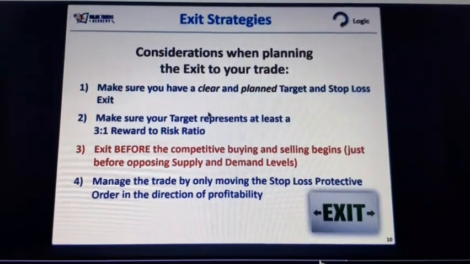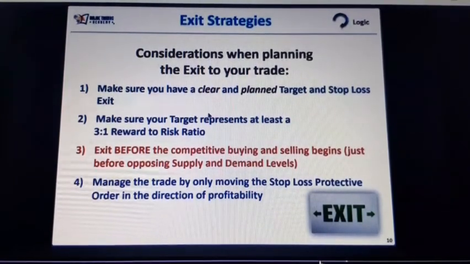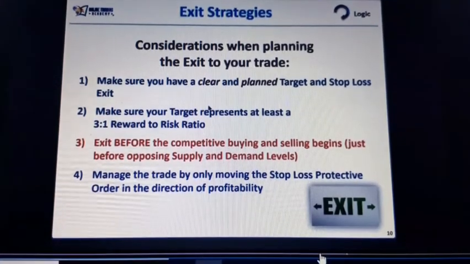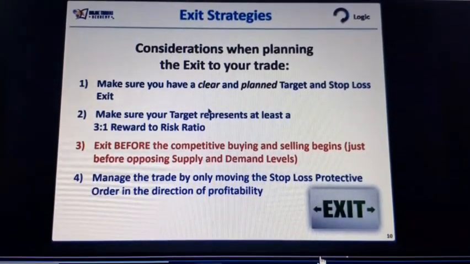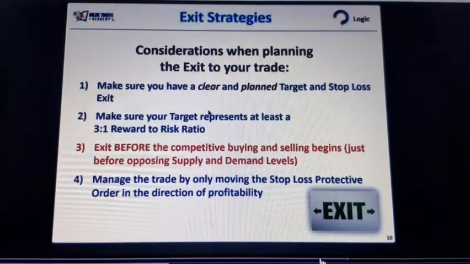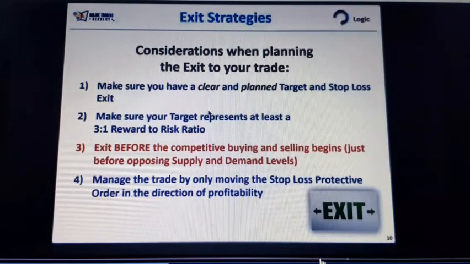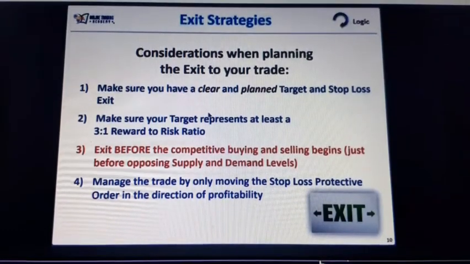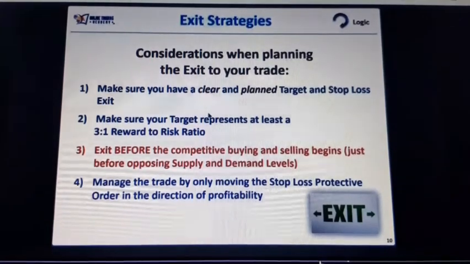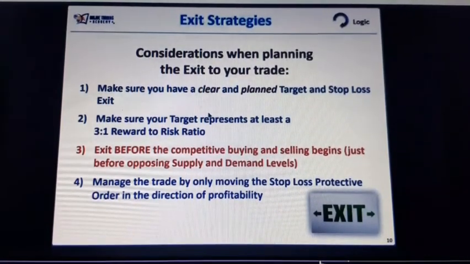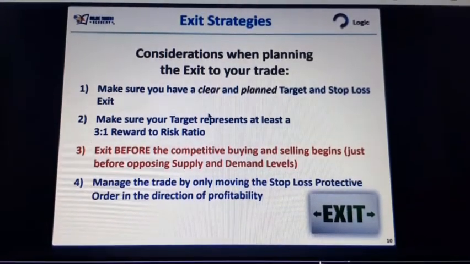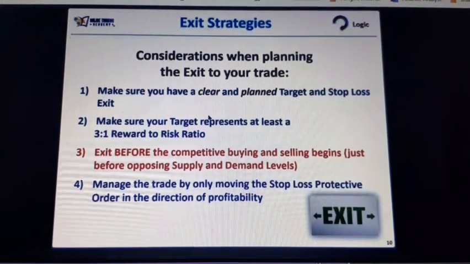Now, a 3:1 reward to risk ratio means I am risking 1 rupee, but I am trying to make 3 rupees from that. So that's your target. At least it should present 3:1. If it presents 3:1, it might give you 2.5:1. But if your reward to risk is 1:1, it might not give you 1:1 also. So that's not a wise choice.